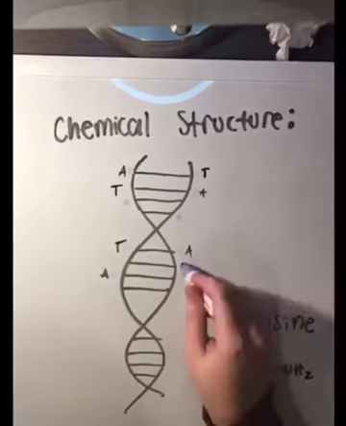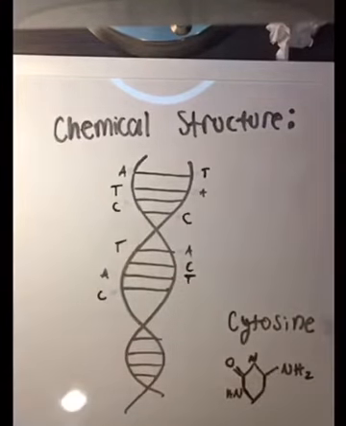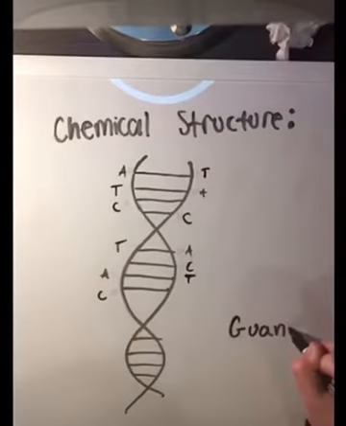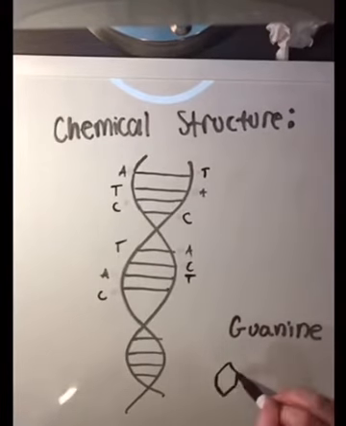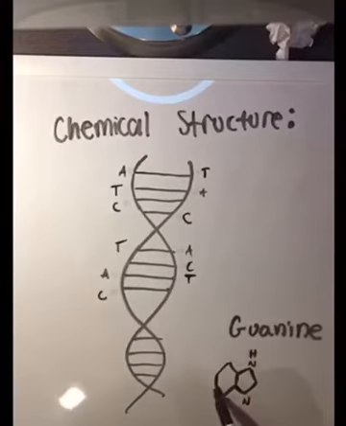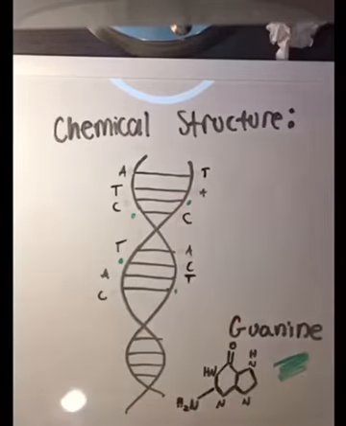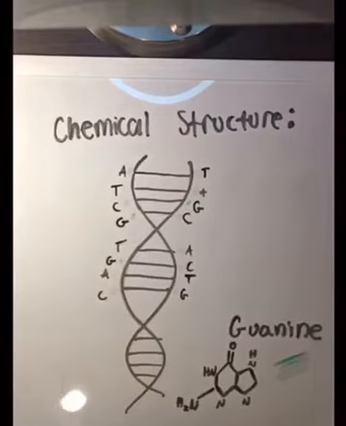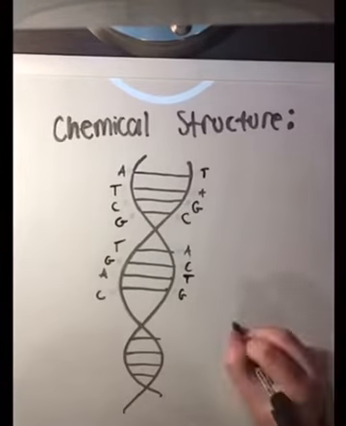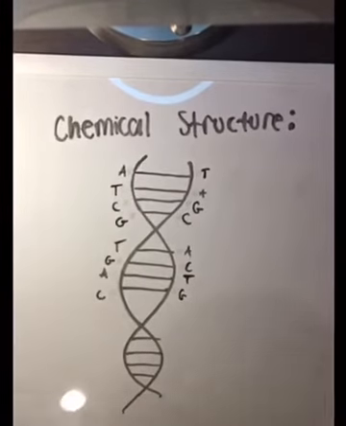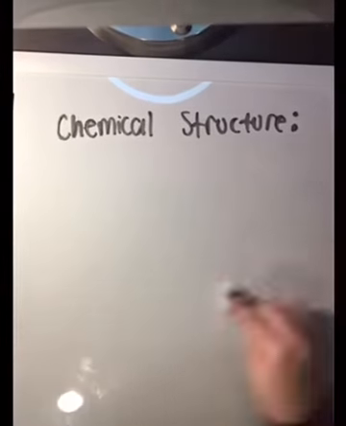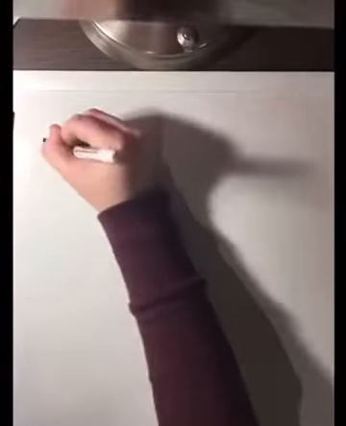As you can see, the structure of thymine resembles cytosine, and now you can see guanine, and you can see that adenine structure resembles guanine. We will talk more about why that is later on in the video. But yeah, they always complement each other, A and T, C and G.